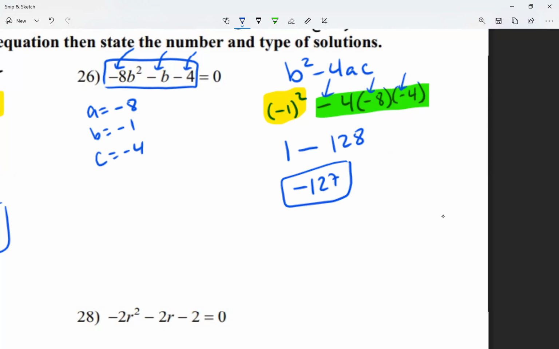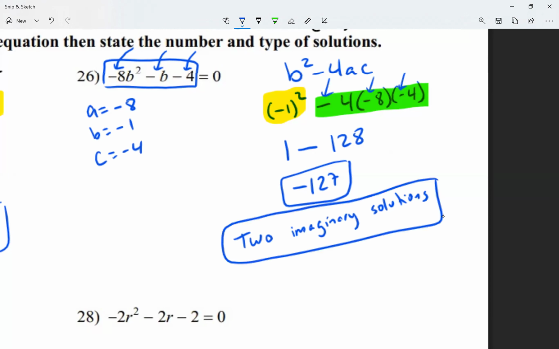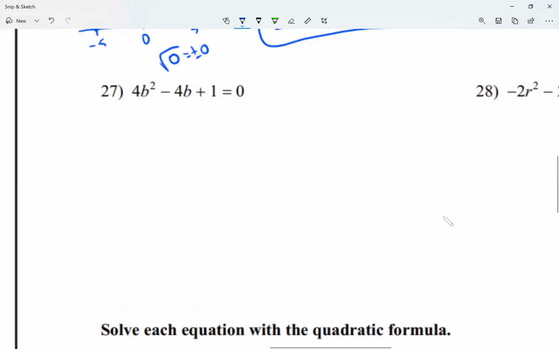That is my discriminant. Because my discriminant is negative, I'm going to have, let me write this all in letters, 2 imaginary solutions. The square root of a negative number will give me imaginary solutions. Okay, let's take a look at a couple more examples.